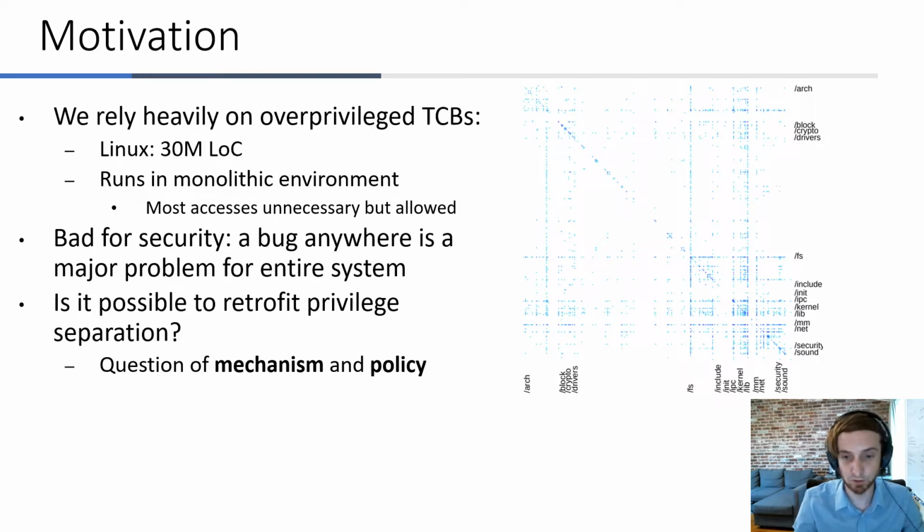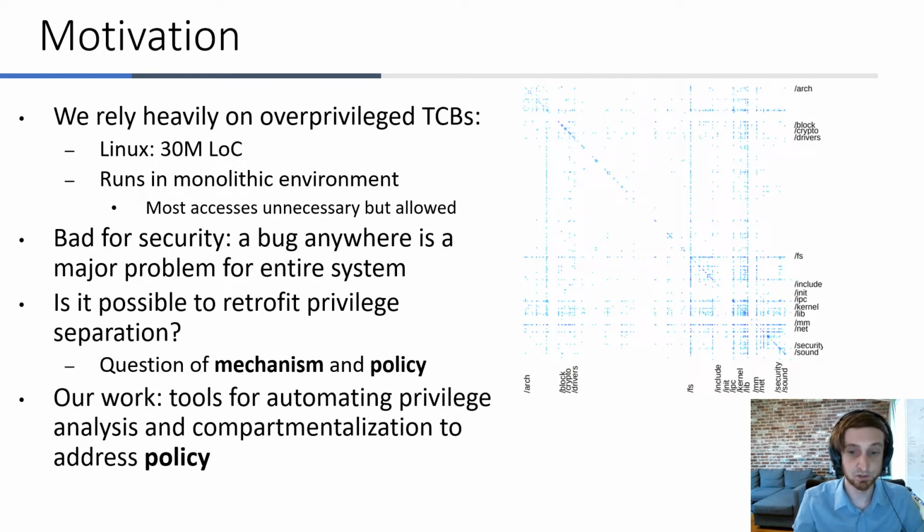The nested kernel is an example of a system that traps on all of the updates to virtual memory, and that does allow an intra-kernel system to impose an isolation primitive within the kernel. The other side of this question is a matter of policy. Assuming we do have a primitive for imposing isolation within the kernel, what policy do we actually implement? This policy question is the context that our work takes place in. So we've been looking at creating tools for automating privilege analysis and compartmentalization to address the issue of policy and help scale policies up to large systems.